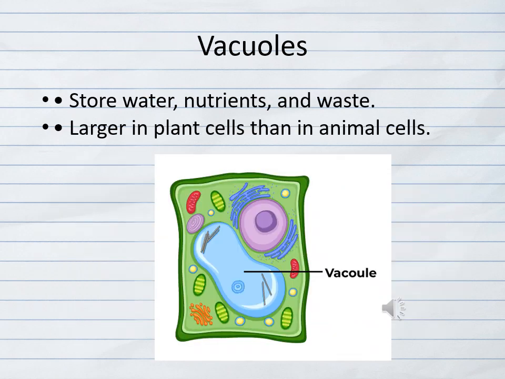Vacuoles. Vacuoles are storage sacs in the cell. They store water, food, and waste. In plant cells, vacuoles are large. In animal cells, they are smaller.